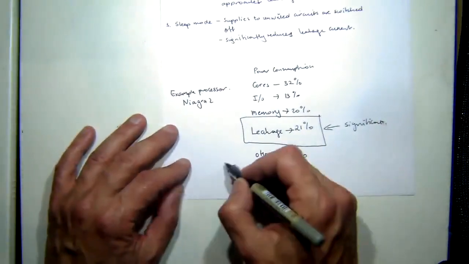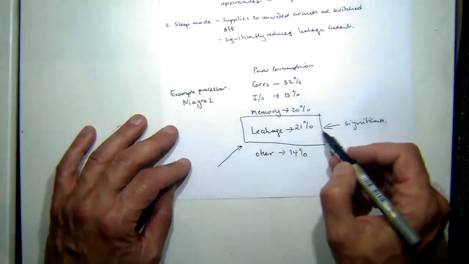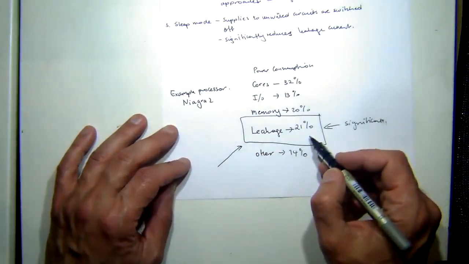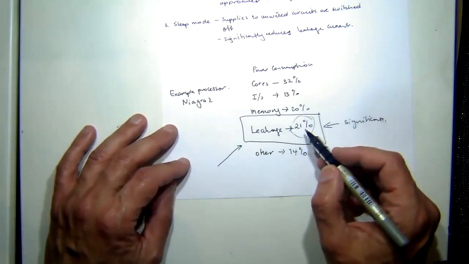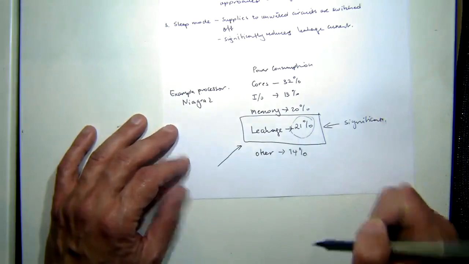Anyway, this is just showing you the power consumption. But the point I was going to make was that leakage current, or the power due to leakage, can be very high. We're talking about 21%, right? So it can be very, very high.